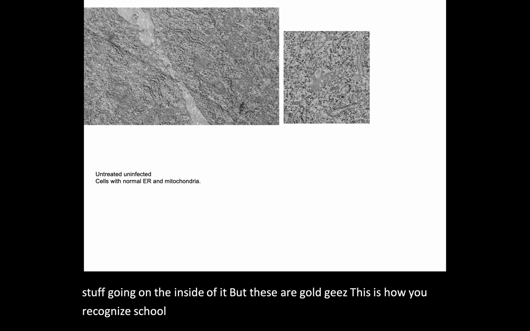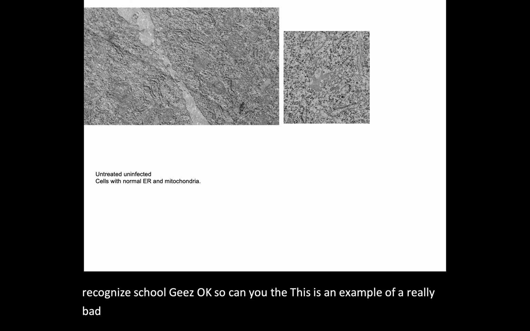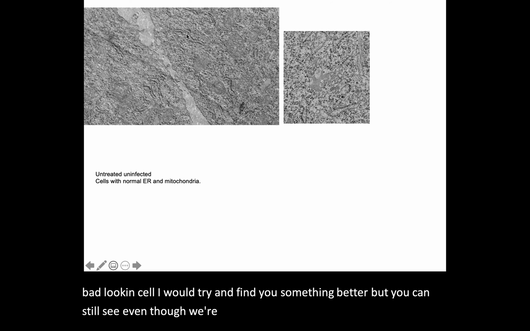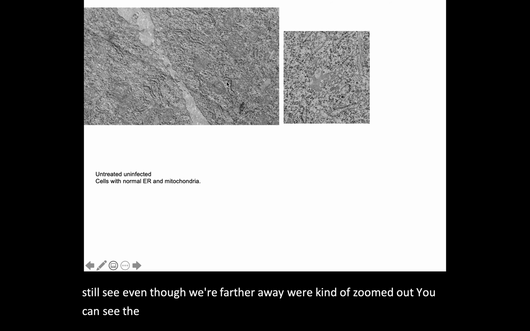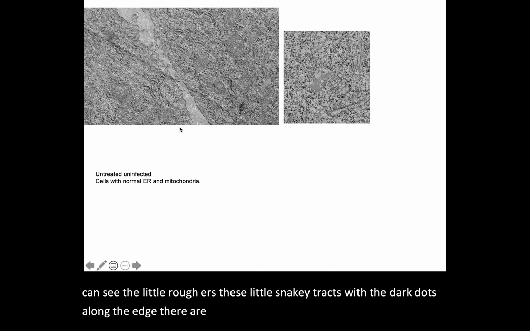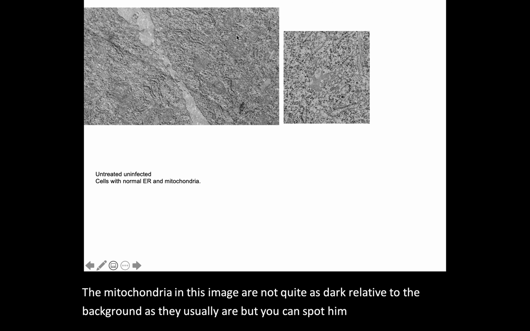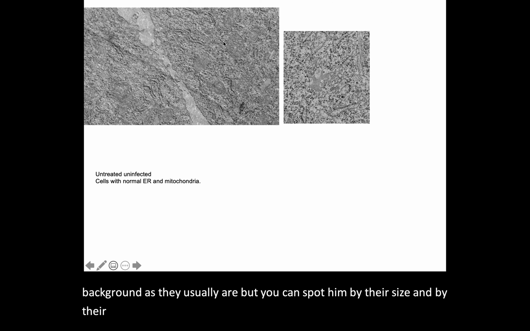Okay, so this is an example of a really bad looking cell. I would try and find you something better. But you can still see, even though we're kind of zoomed out, the little rough ERs, these little snaky tracts with the dark dots along the edge. They're pretty recognizable once you get to spotting them. The mitochondria in this image are not quite as dark relative to the background as they usually are, but you can spot them by their size and by their appearance. So there, little mitochondria.